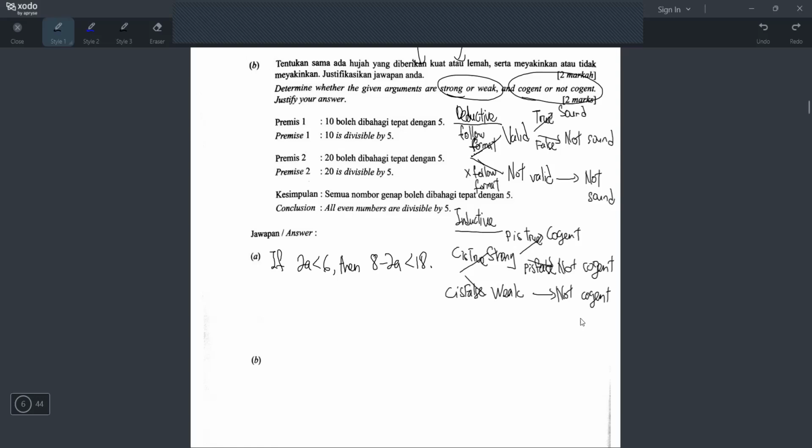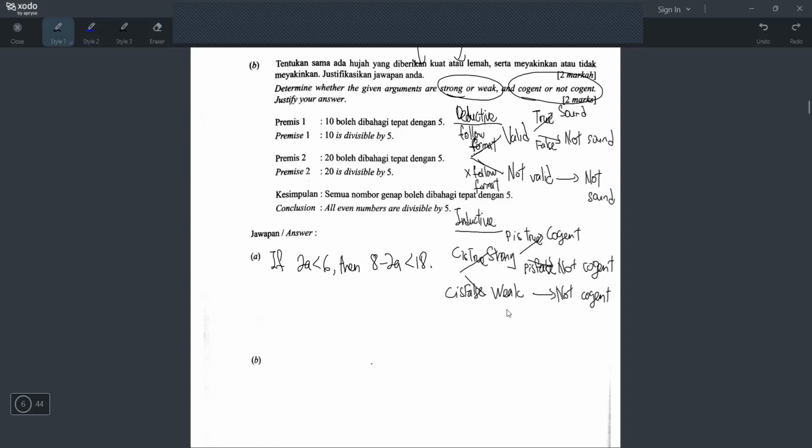I do want to mention one thing. Your textbook actually made a mistake. Because in your textbook, I remember there is one example where they write not valid, sound. I don't remember whether it's not valid sound or weak cogent. But you need to know that it's not possible. It means your textbook is wrong. Your textbook shows you one example where they say weak but cogent, which is not possible, because the textbook is wrong.